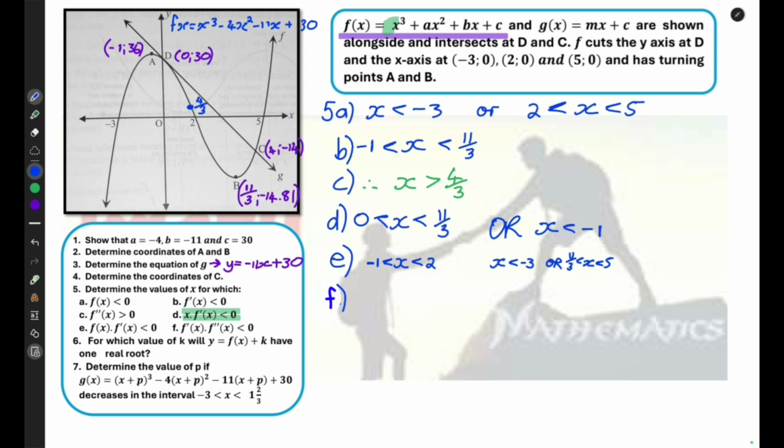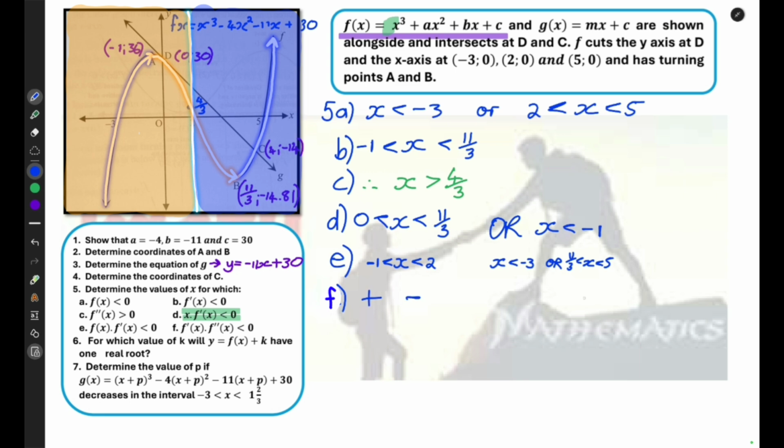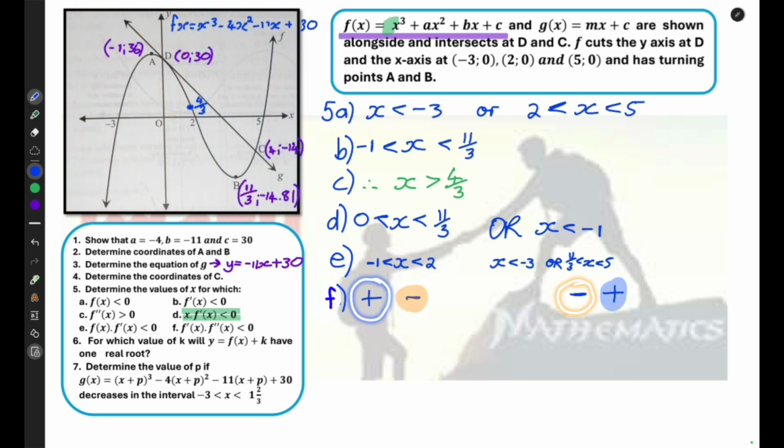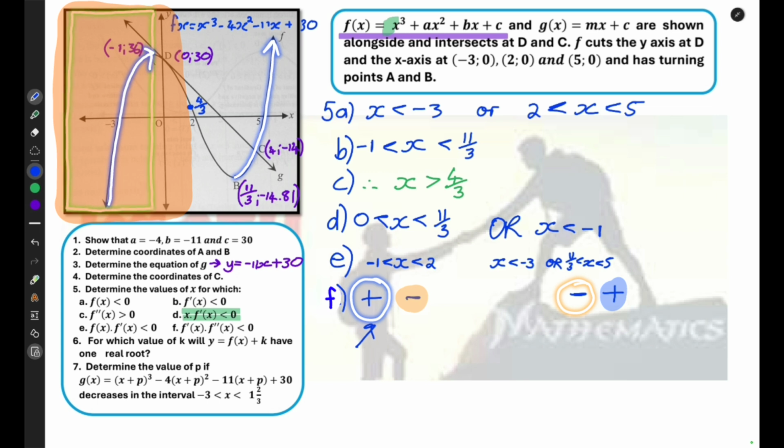At F, where is the derivative times the double derivative negative? Okay, so let's go again. Negative means a plus and a minus, or a minus and a plus. Now, derivative means increasing or decreasing, so I want a graph that's increasing. And for the double derivative, that must be negative, so that's concave down. So I am looking for a part that is increasing when the graph is concave down, so it must be less than 4 over 3. So my answer would then just be everything left of A. And I write that as x is smaller than minus 3.